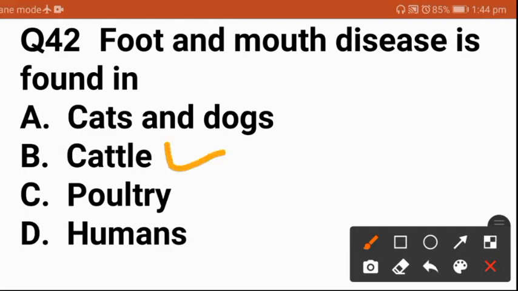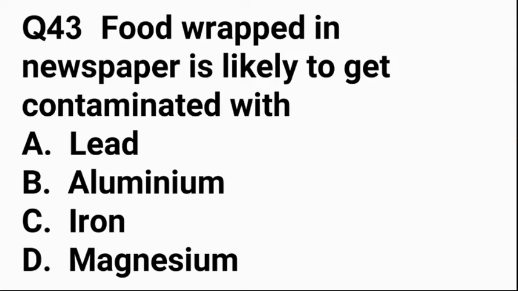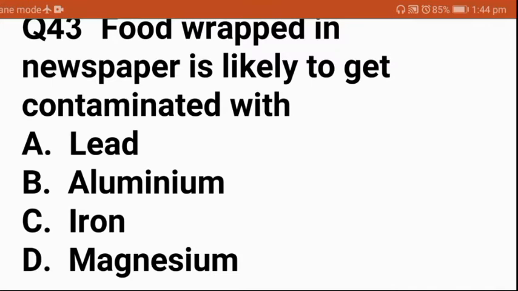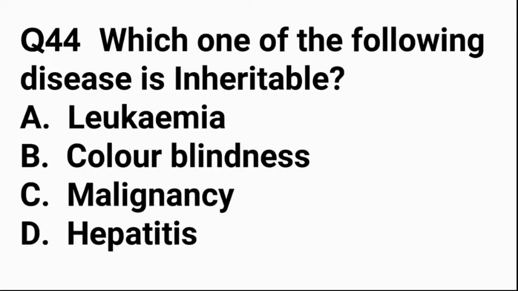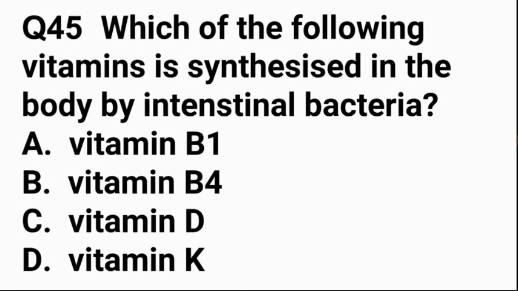Food wrapped in newspaper is likely to get contaminated with A lead. Which one of the following diseases is inheritable? B Color blindness.